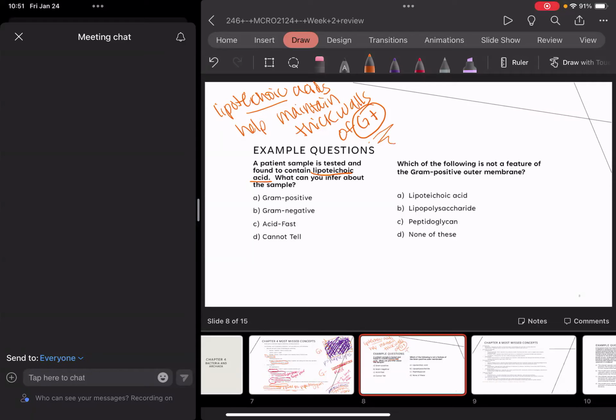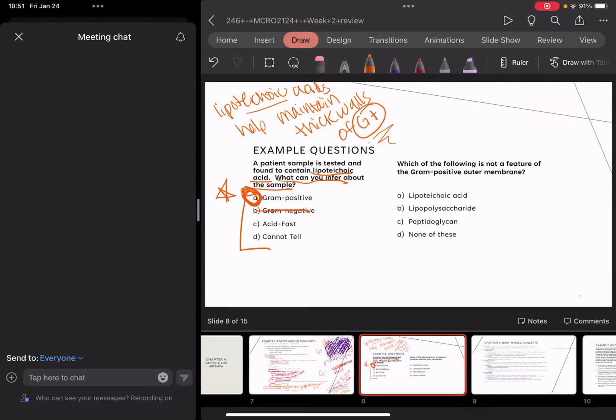And then what's our question? What can you infer about the sample? Well, I'm going to probably be looking for gram-positive here. And as it turns out, that's one of our choices. So we know if there's teichoic acid or lipoteichoic acid, it's gram-positive, period. It can't be gram-negative. They don't have teichoic acid. They don't need it. They don't have the thick wall that would require the maintenance.